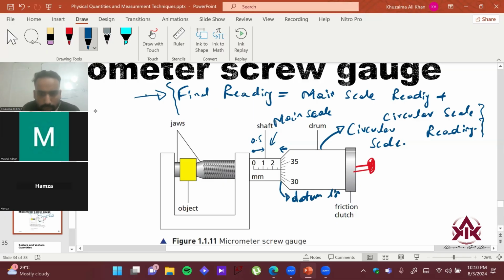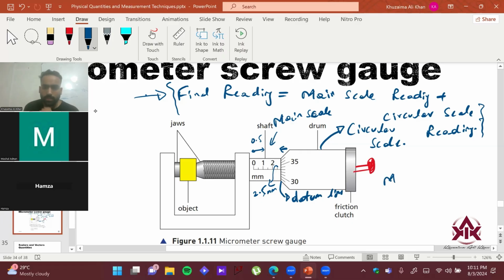So the reading, basically the mark which you see on your left of the circular scale for this boundary, the datum line, is going to be the main scale reading. So what is the main scale reading at the moment? In this slide, this point mark over here is 2.5 millimeter. This is your main scale reading.